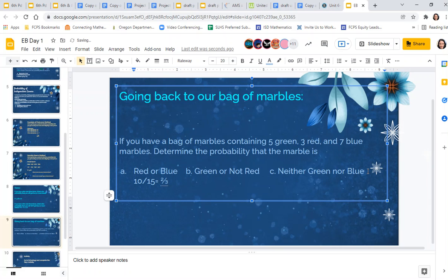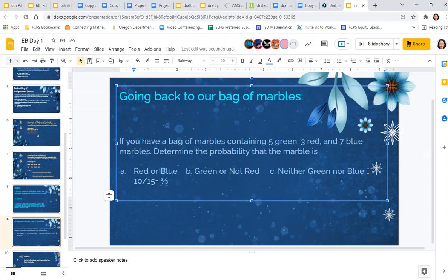All right, what's weird about green or not red? Why is that a weird question? Yeah, so there's some overlap between those. So green or not red, you could really just say not red, right? That would include all of the greens. Yeah, but sometimes they ask tricky questions like that because they're waiting to see if you overestimate. Did you count the greens twice, right? You can't do that. So what is our probability here?